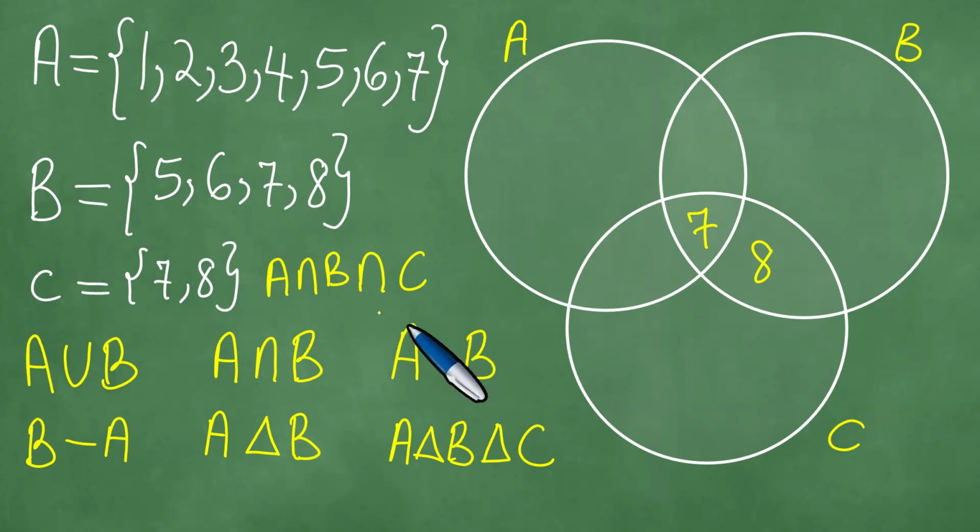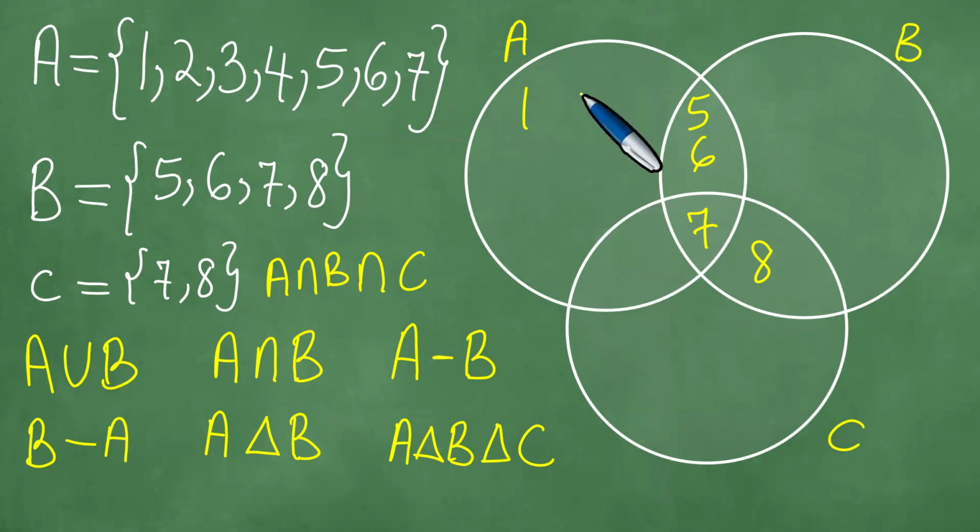And so, moreover, we have that 5, 6, and 7 are in A, are also in B, but 7 is also in C, right? So 5, 6, 7 are in A and B specifically, but 7, 8 are in B and C. But 7 is in all of them. It's in A, it's in B, it's in C. Okay, so we have that.